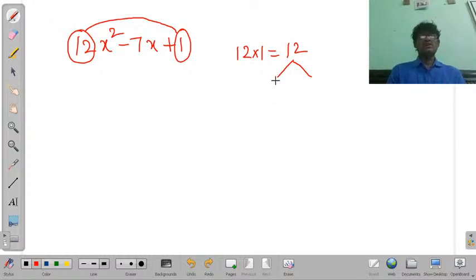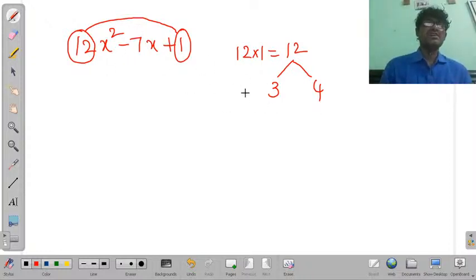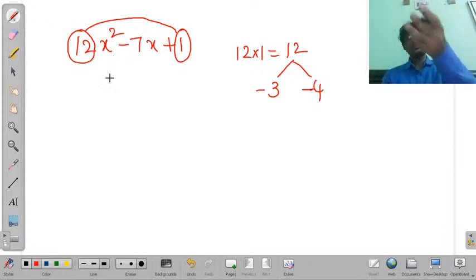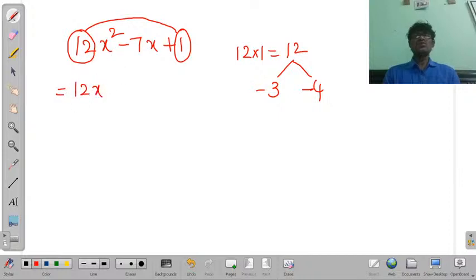So now clearly we know that 3 and 4 are the factors. But we have to get minus 7. So you take minus 3 and minus 4, as we took in the previous example. So this is equal to 12x square minus 7x. You split this one as minus 3x and minus 4x. So you write this one as 12x square minus 3x, then minus 4x, then plus 1.